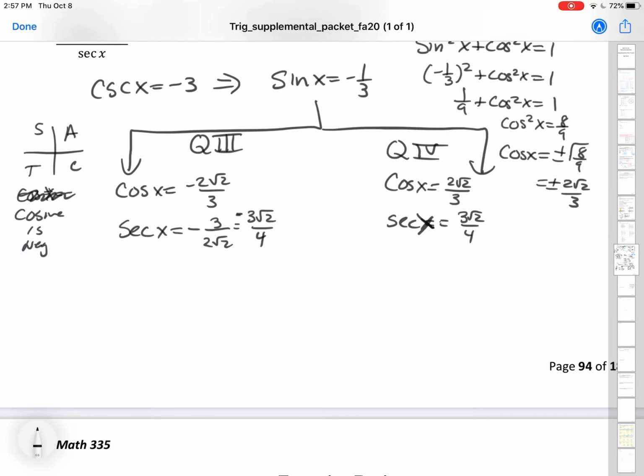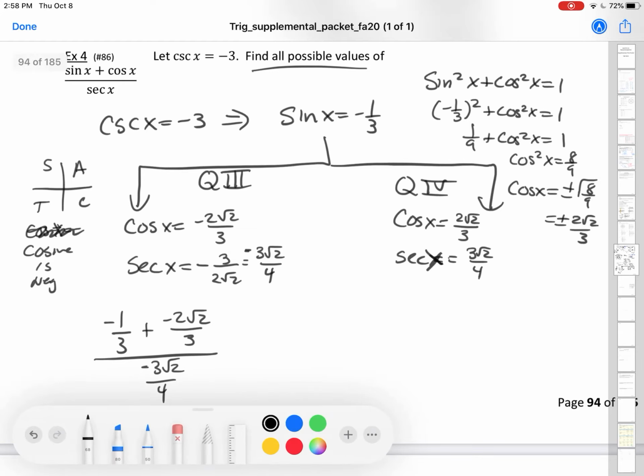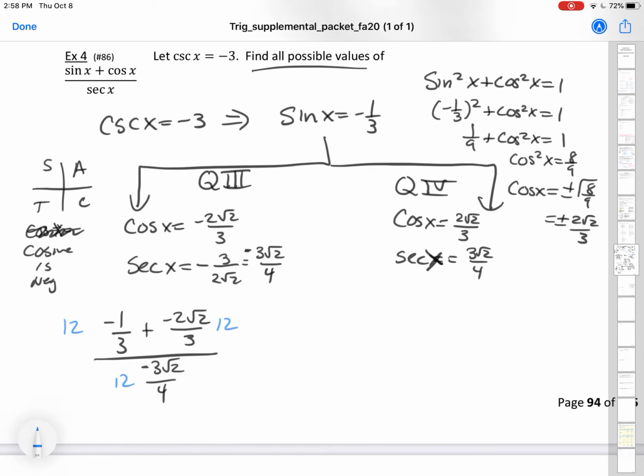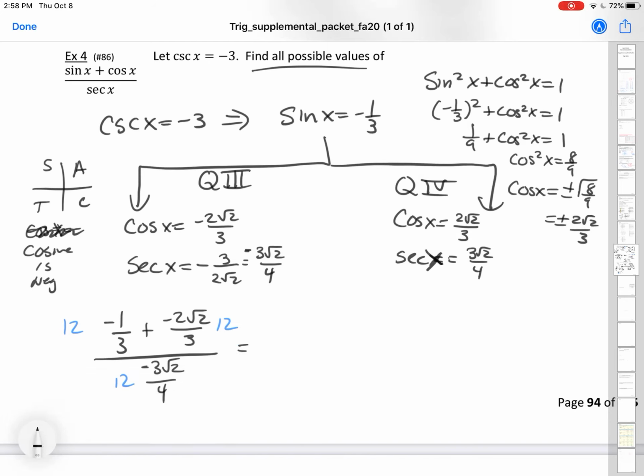So now we just have to figure out the problem here. Under this scenario, sine was negative 1/3, as it is in both cases, plus negative 2 root 2 over 3, all over negative 3 root 2 over 4. So I'm going to do what I did last time, and that is multiply everybody through by the common denominator, which is 12. When I do that, I get a nice negative 4 out, and then minus 8 root 2 all over negative 9 root 2.